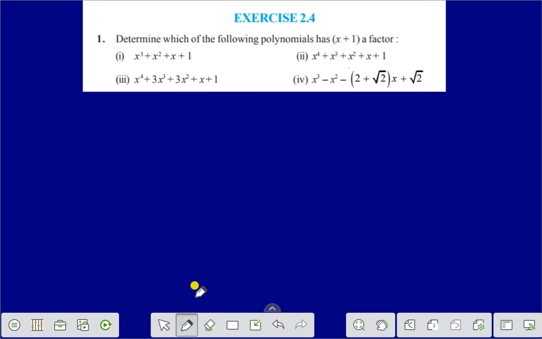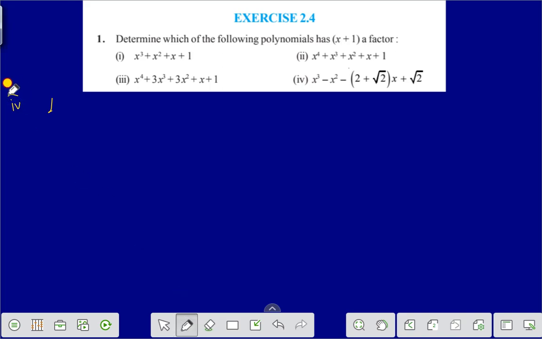Now solve question number 4. Here you see question number 4 is x cube. Again the question is determine which of the following polynomials has x plus 1 as a factor.